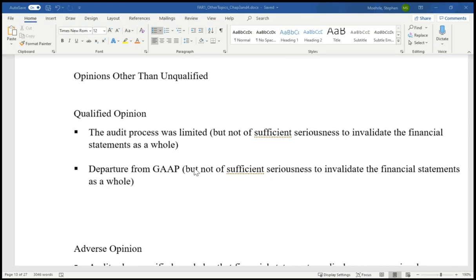In a departure from GAAP, the independent auditor is saying the company did not follow the rule properly for some transaction according to generally accepted accounting principles, according to the rules, but it's not a huge issue. Just keep it in mind. And they would have described that departure.